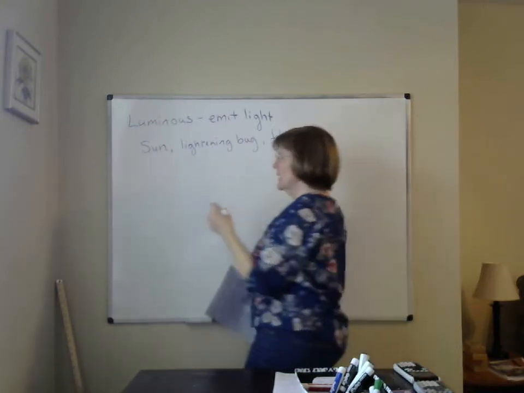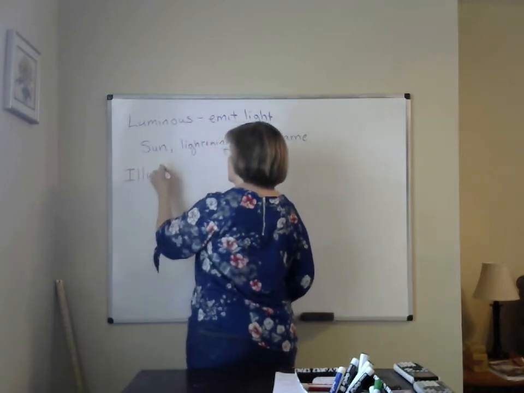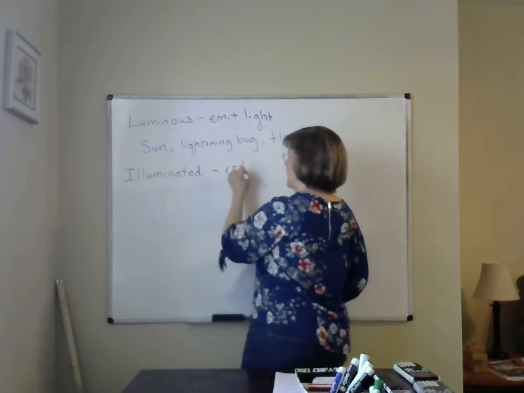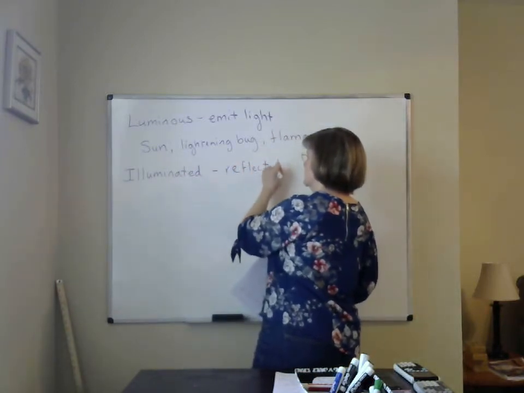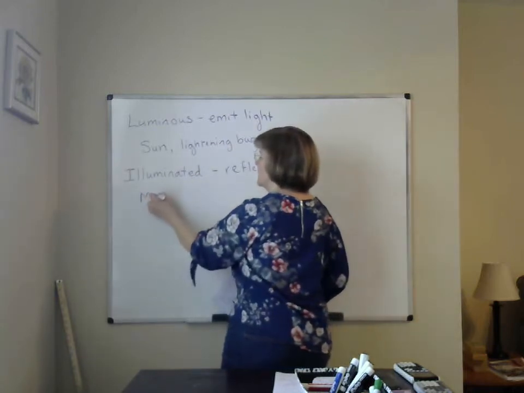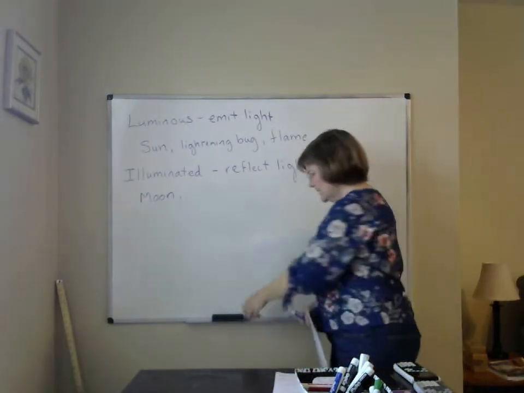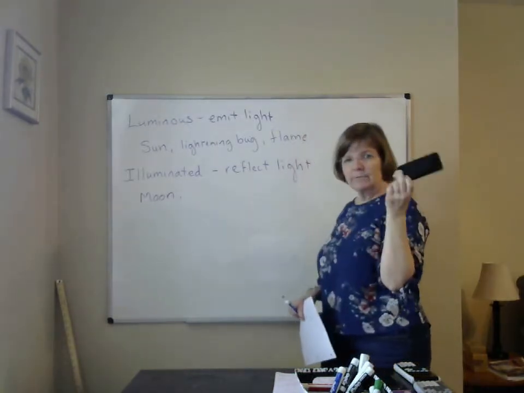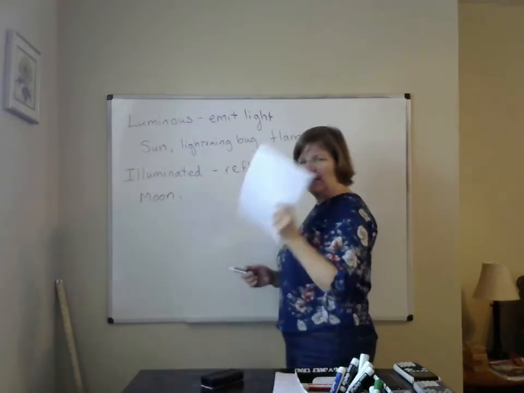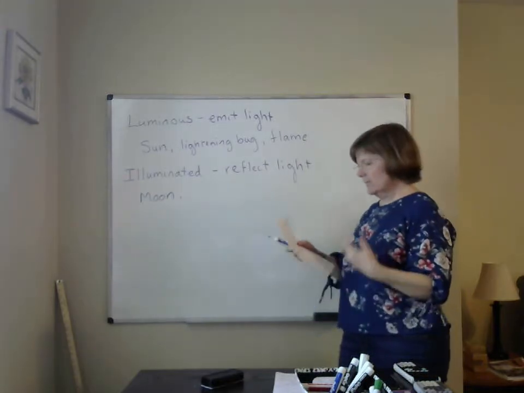Most things that we are able to see are what we call illuminated, which means that they reflect light. That includes the moon. The moon doesn't give off light, it reflects the sun's light. That includes this chalkboard eraser. You can see it because it reflects light. Paper in my hand. Anything you can see that doesn't give off light, light is reflecting off of it.